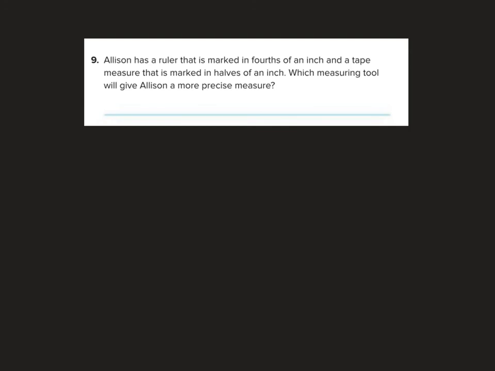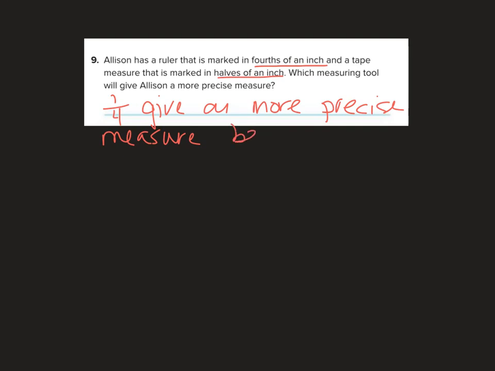Allison has a ruler that is marked in 1/4 of an inch and a tape measure that is marked in 1/2 of an inch. So we've got 1/4 of an inch and 1/2 of an inch. Which measuring tool will give Allison a more precise measure? So this is the same thing as the last one. 1/4 give a more precise measure because they are smaller than halves.